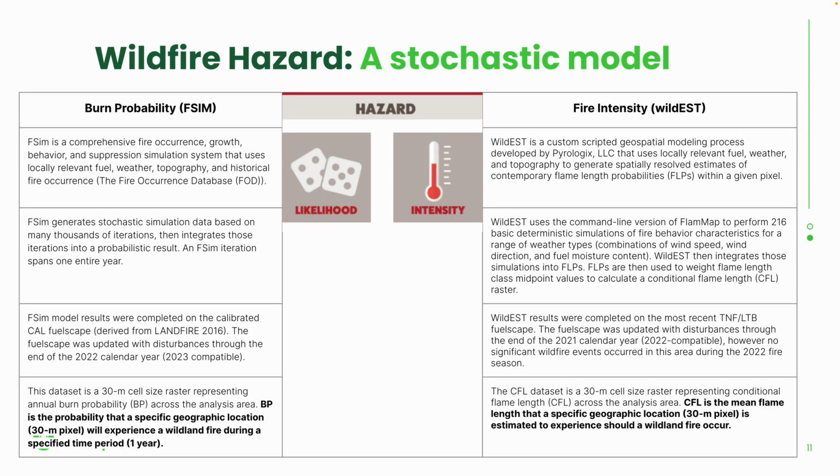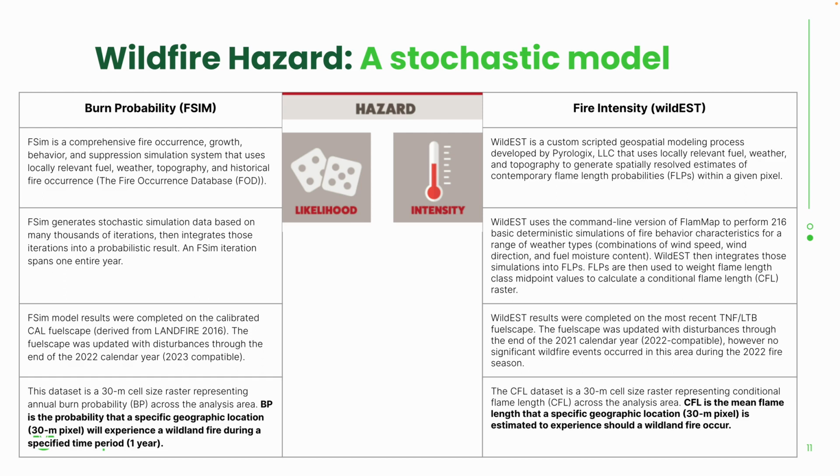This is a lot of information about our fire hazard model. On the burn probability side, we use FSIM, which is a model run by Pyrologix, our sister organization. They've also created an in-house fire intensity model that's called WILDIS. And when you combine those two together, the Truckee Fire Protection District is really getting the industry standard fire hazard model for both burn probability and fire intensity.